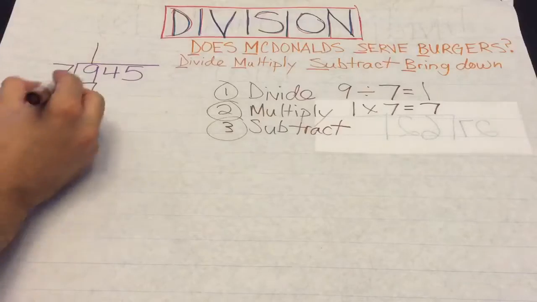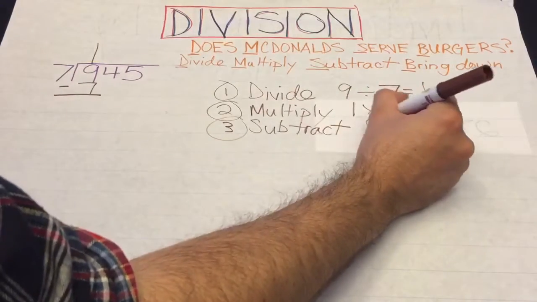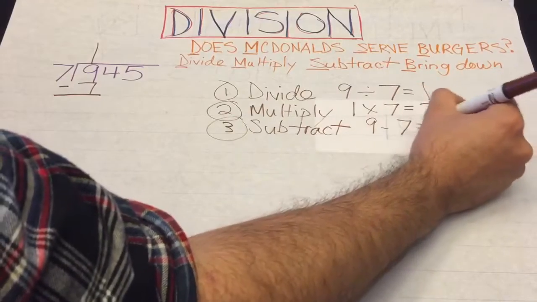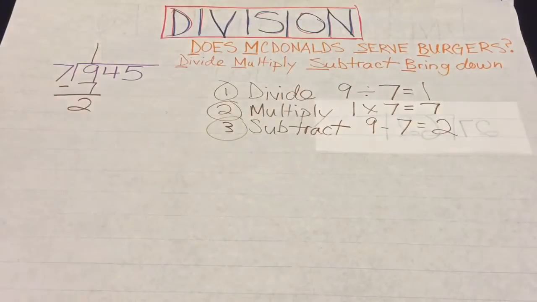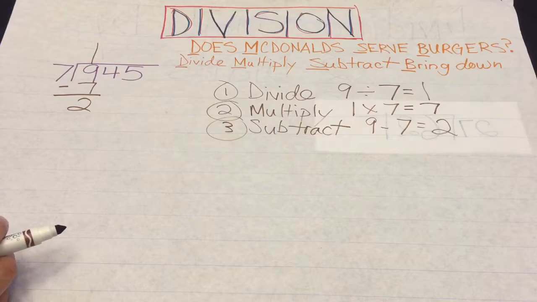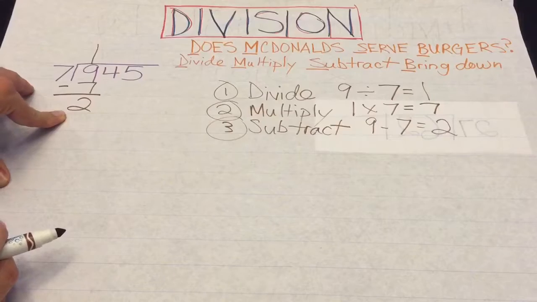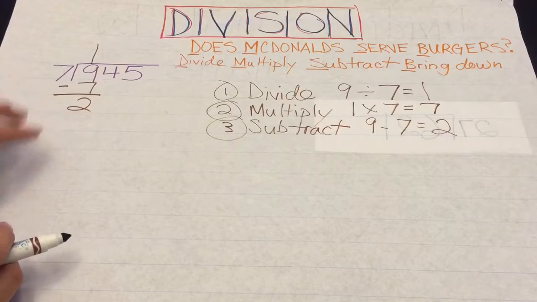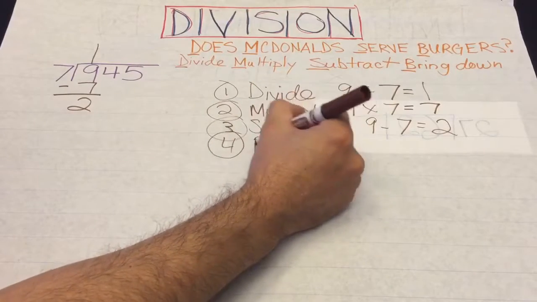What are we going to subtract? We're going to subtract 9 minus 7. So 9 minus 7 equals 2. Now, can 7 go into 2? No, it cannot. So what do we need to do? We need to do our fourth step, which is we need to bring down.